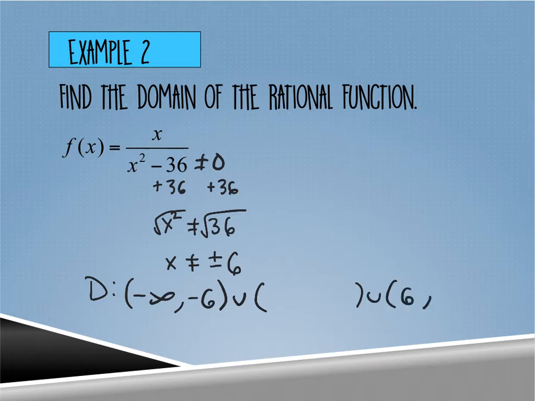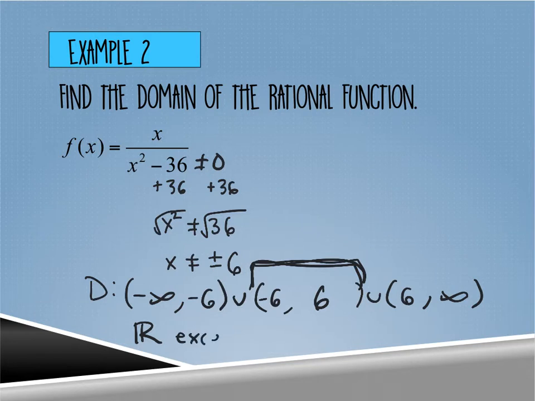But what happens between negative 6 and 6? Well, it's just negative 6 and 6 that are not in our domain. So we need to include what's happening in between negative 6 and 6. So we have 3 separate intervals here for our domain. Do we do that always if it's plus or minus? Yep. So then we could say our domain is all real numbers except negative 6 and 6.